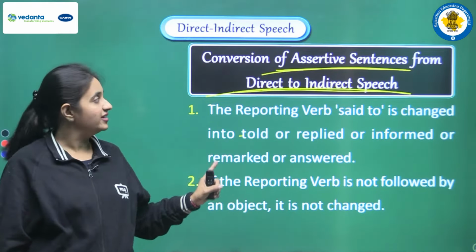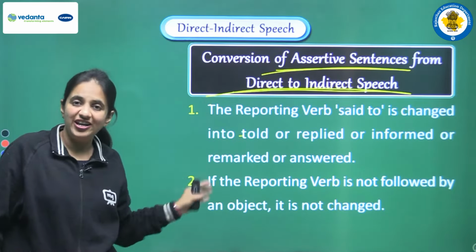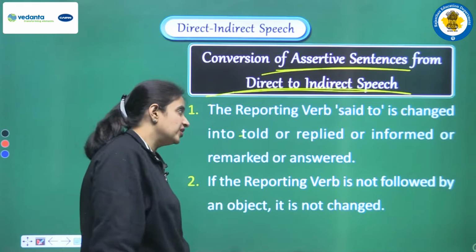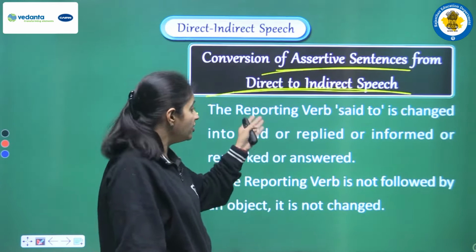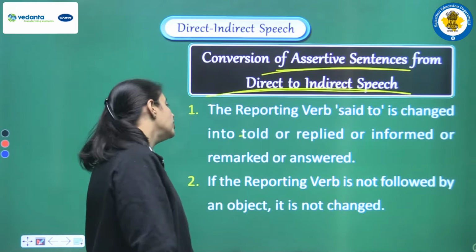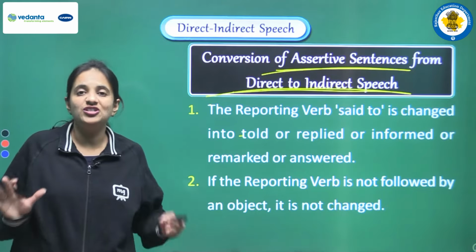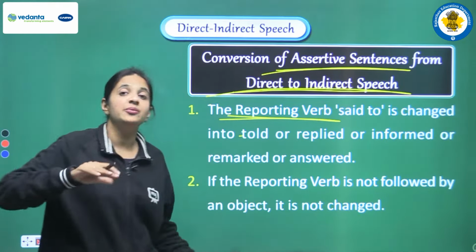First of all we are discussing the assertive sentence. So now let's read what the rules and changes are. The reporting verb said to is changed into told, or replied, or informed, or remarked, or answered. So the first change that we have to do is in the reporting verb.